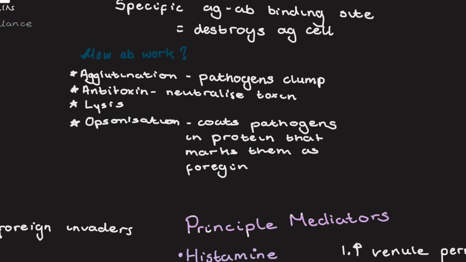They work in 4 different ways, so they can cause agglutination of the pathogens, making them clump together for easier phagocytosis. They release antitoxins to neutralise toxins produced by pathogenic bacteria. They cause lysis of the bacterial membranes, allowing for digestion. And they do opsonization, so they coat the pathogen in a protein that identifies them as foreign. And antibodies are produced by B lymphocytes.